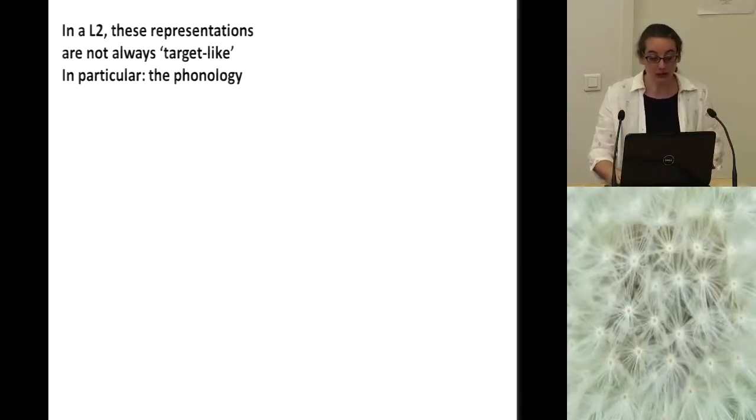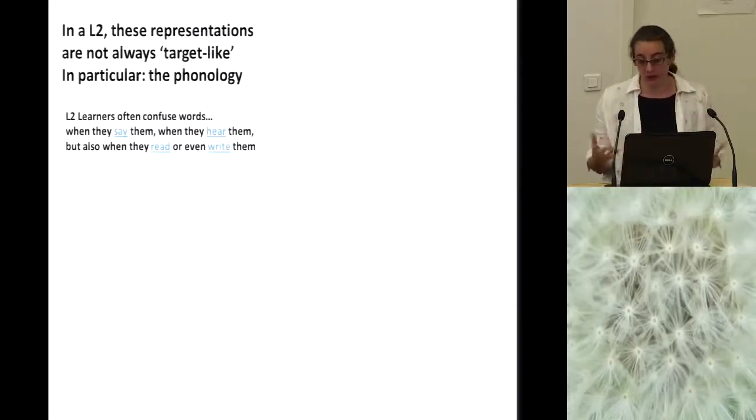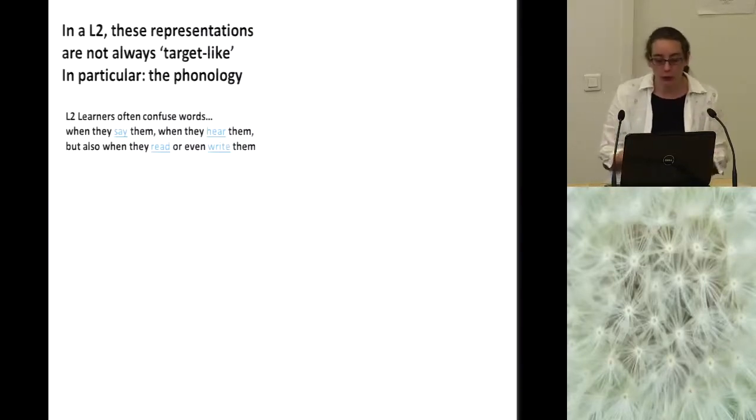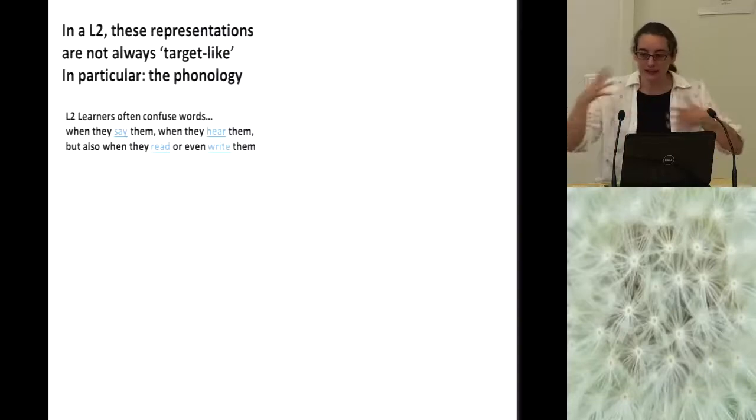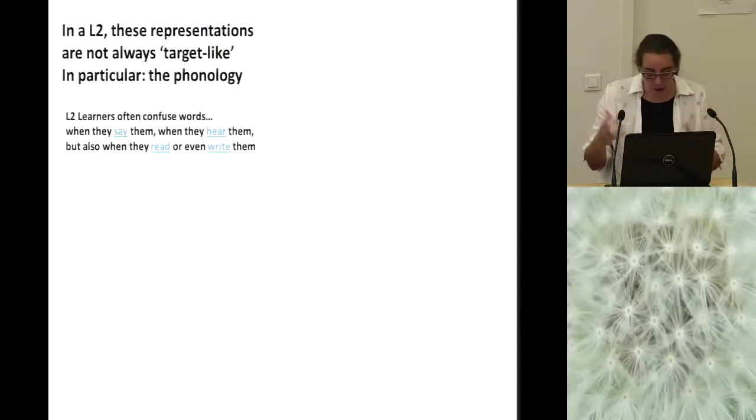So these representations are not always target-like, and in particular the phonology. We know that L2 learners confuse words, but they confuse words in many different ways, right? They may confuse words when they say them, when they hear them, but also when they read or even when they write them.